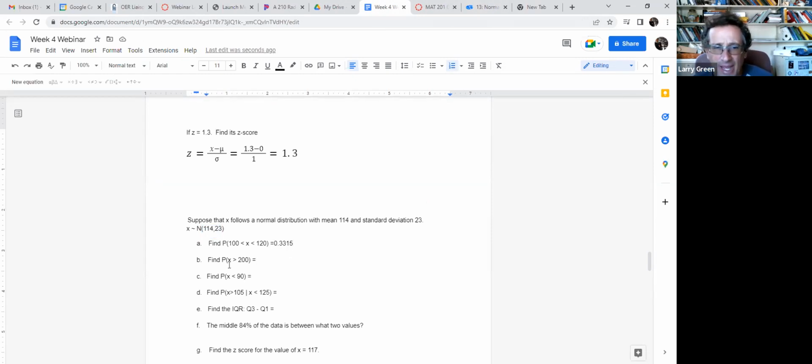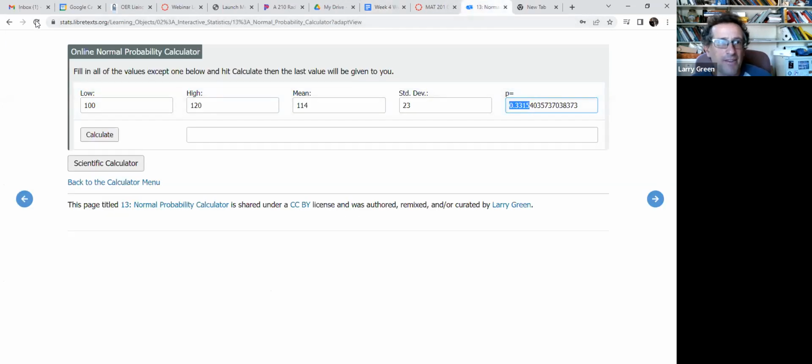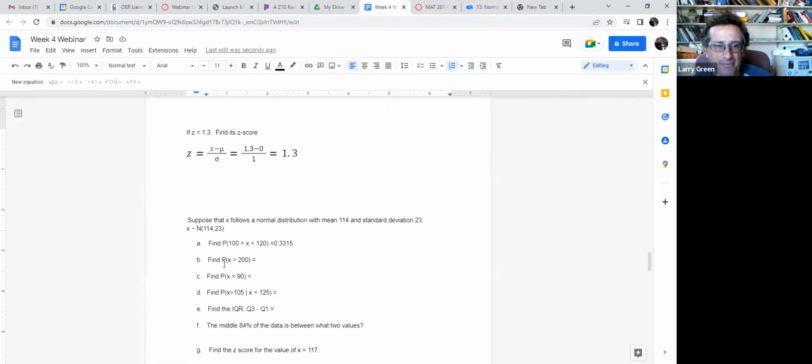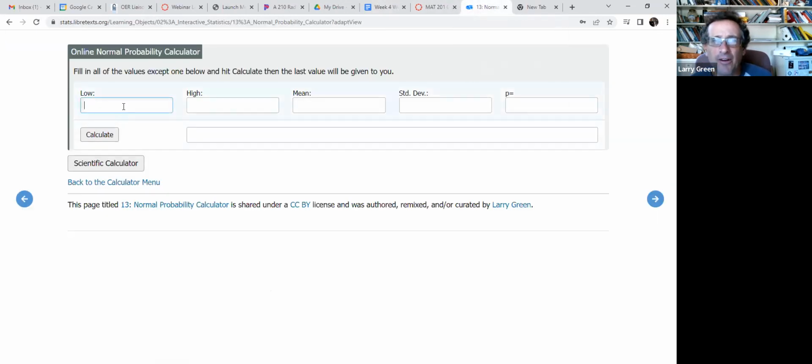Okay, how about the probability that X is greater than 200? So let's go over here. If you hit refresh, by the way, it erases everything, so that means I'm starting over. I want to be greater than 200. So now, what's the lower bound for being greater than 200? The hint is it's really easy, or it should be really obvious. Not 100. Not 90. Greater than 200. The hint is it's easy.